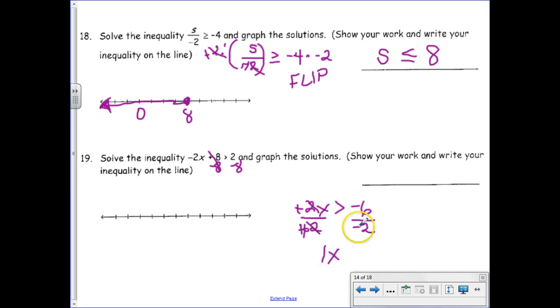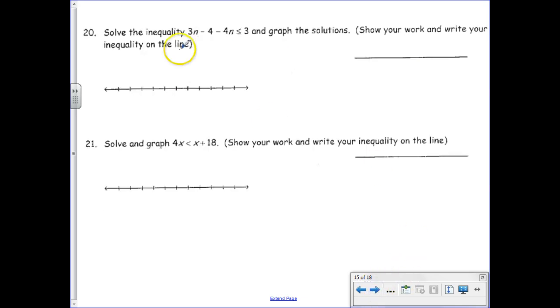For x, on this side I get positive 3, but hold your horses. You need to flip this inequality symbol because you divided by a negative. X is less than 3. Here's 0, 1, 2. Here's 3. Open circle, shade to the left. There we go.